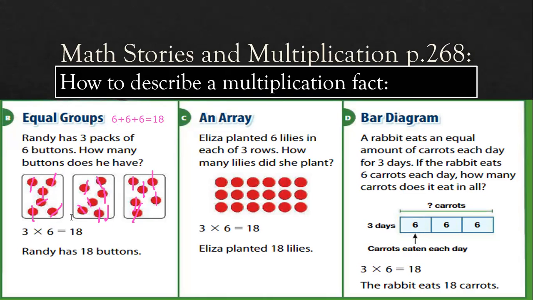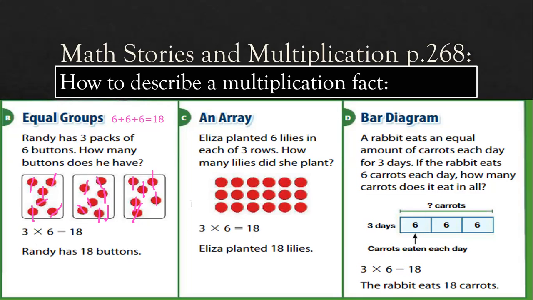So we take how many groups we have, how many packs: 1, 2, 3. 3 multiply. Each pack has how many buttons? It is 3 packs of 6 buttons. So it is 3 multiply 6 equal 18. So Randy has 18 buttons.